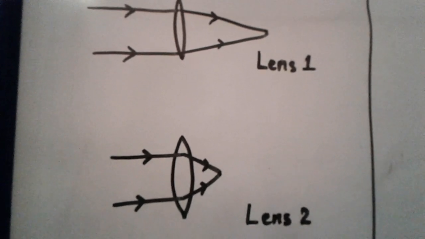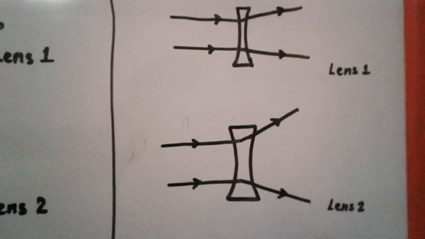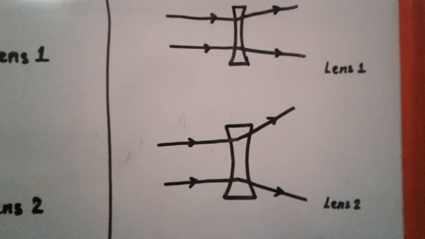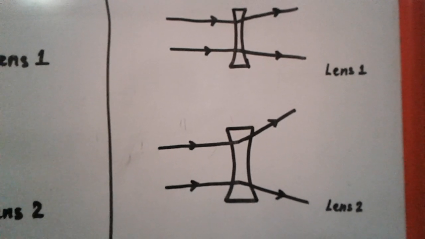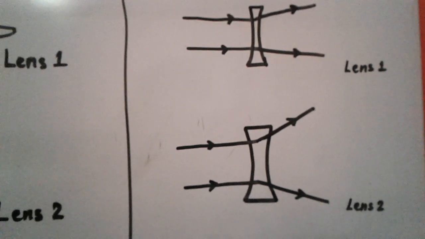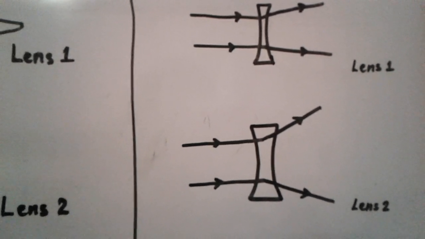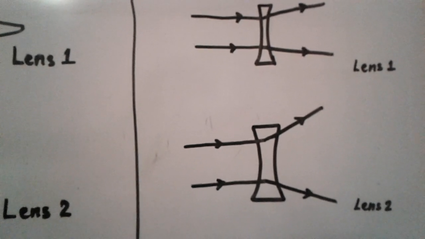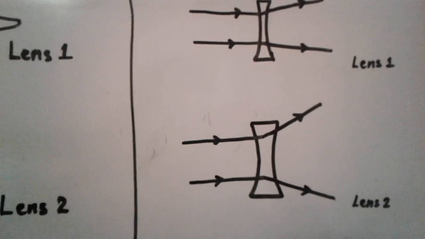Let us see for the concave also. See, I have drawn here two concave lenses. Lens 1 is a thin lens and lens 2 is a thick lens, and when the parallel rays come, they diverge because these two are diverging in nature. But in the first lens, the degree of divergence is very less, that is the bending of the rays is very less. But in the second case, the rays bend very nicely, making a good angle between the parallel ray and the divergent ray.